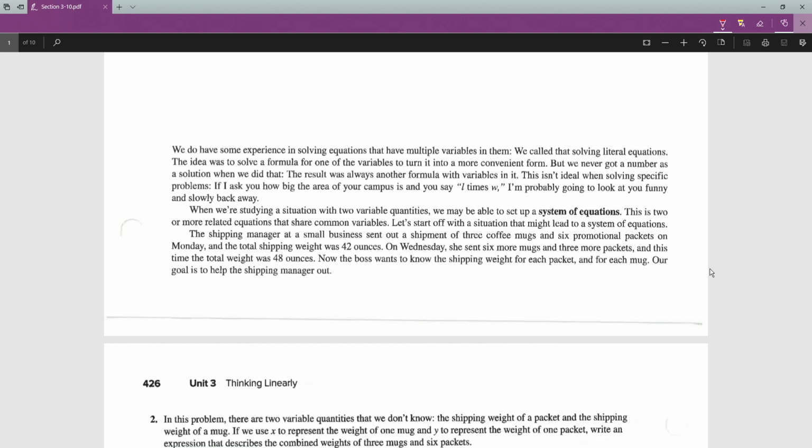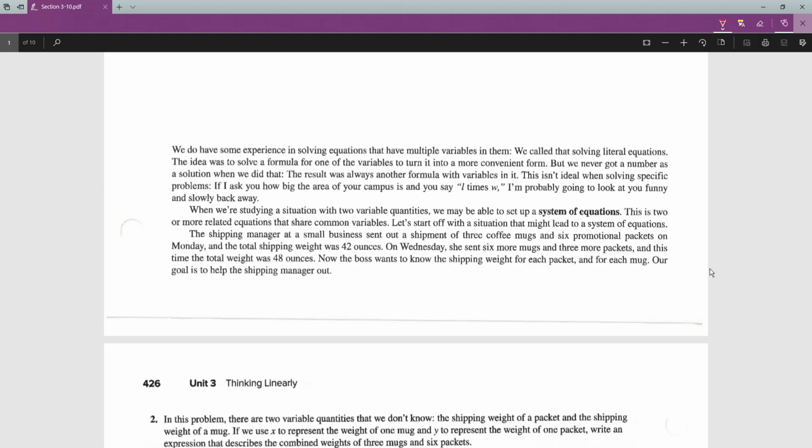The paragraph that starts with the word when. When we're studying a situation with two variable quantities, we may be able to set up what's called a system of equations. This is two or more related equations that share common variables. Let's start off with a situation that might lead to a system of equations.